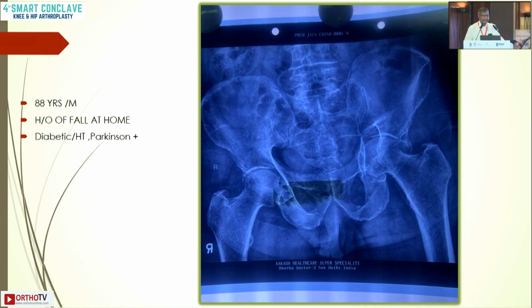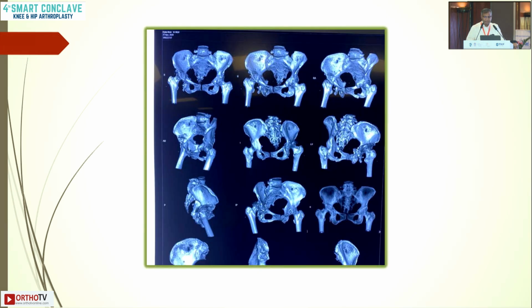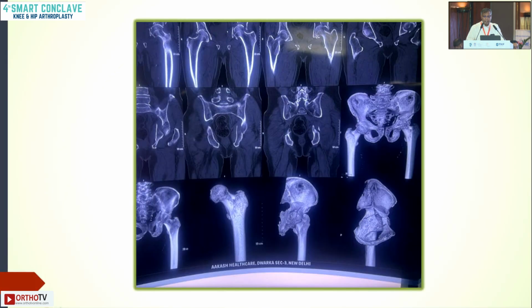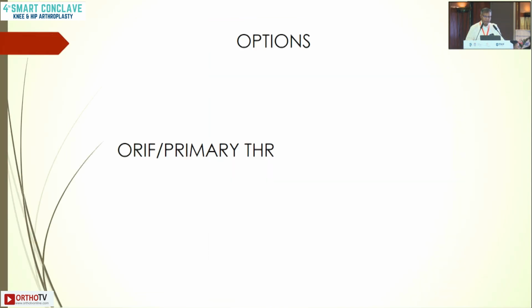Yeah, this is an 88-year-old male, history of fall at home, diabetic, hypertensive, and the patient has Parkinsonism. So a 3D CT scan was done, and it was found there is a posterior column fracture. Conservative treatment or fixation might be unsuitable for this patient, so I planned total hip replacement at one go.